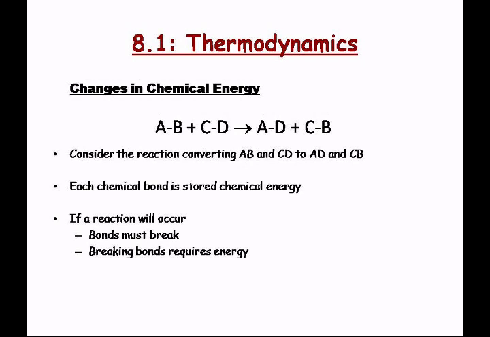So let's consider that general reaction: AB plus CD goes to AD plus CB. This is a kind of double displacement reaction, if you will. So what do we have here? We've got A bonded to B, right? That bond is actually holding those two atoms together. In fact, it's stored chemical energy, so it's energy itself.